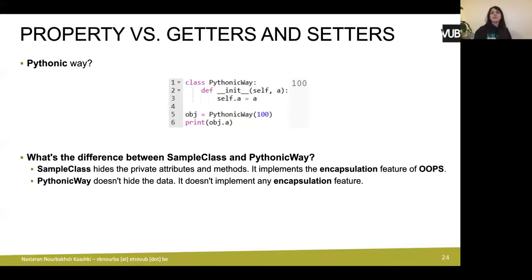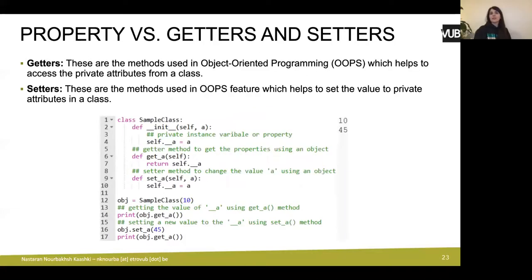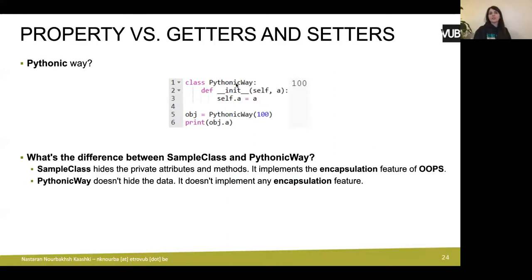So what's the difference between the sample class and the Pythonic way? The sample class was this one, and the Pythonic way is this class. The sample class hides the private attributes and methods. It implements the encapsulation feature of OOP. The Pythonic class doesn't hide the data. It doesn't implement any encapsulation feature. You may ask yourself, what is encapsulation?